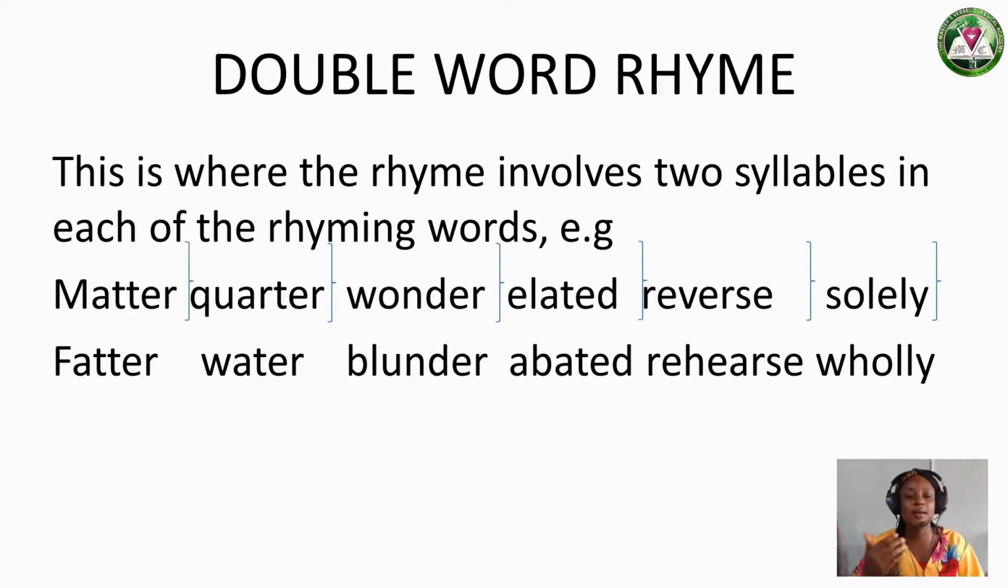So we have matter rhymes with feta, quarter rhymes with water, wonder rhymes with blunder, elated rhymes with abetted, reverse rhymes with rehearse, solely rhymes with holy, and so many other examples. I hope this aspect is quite clear. That is double word rhyme: two bisyllabic words, two words with double rhymes.